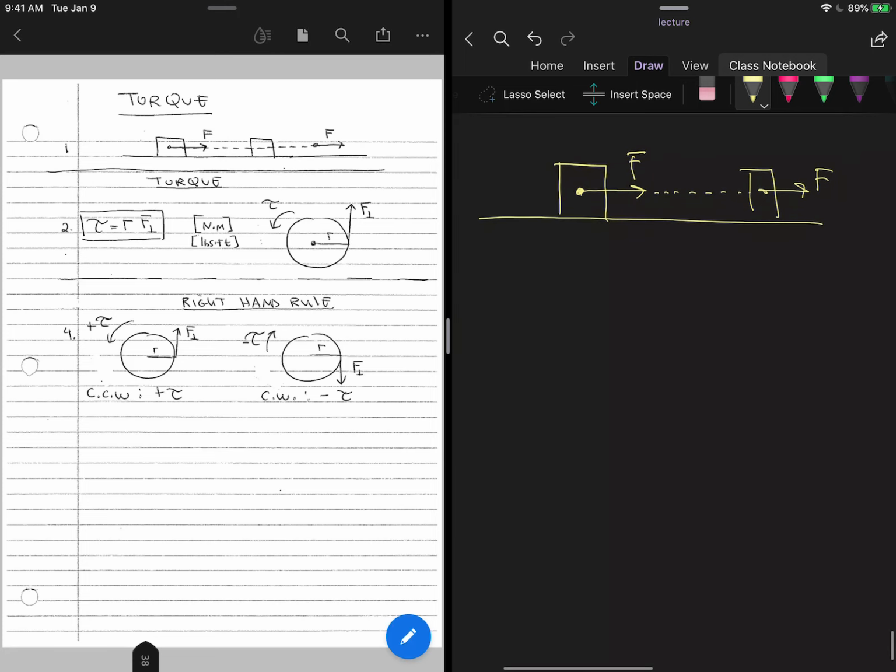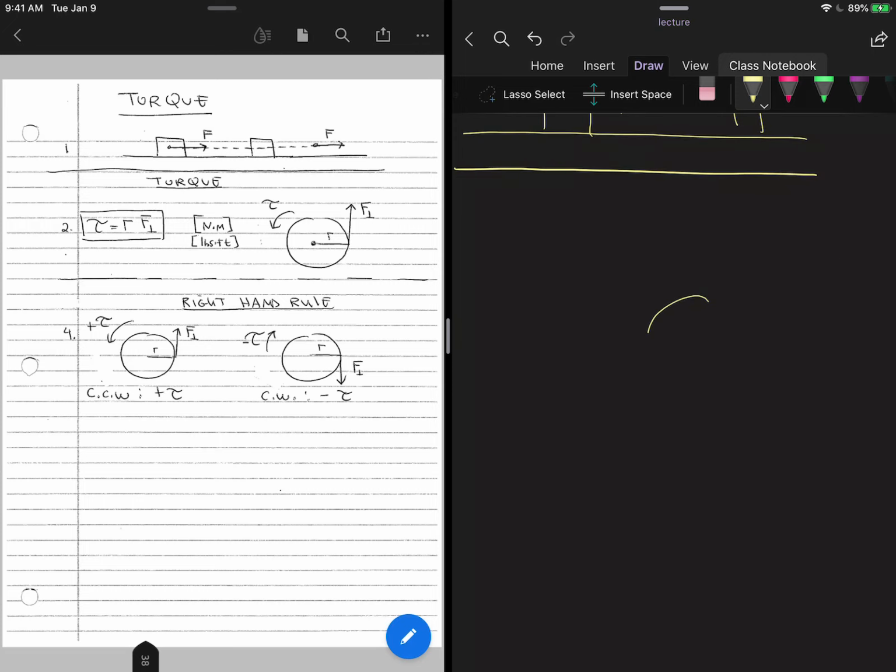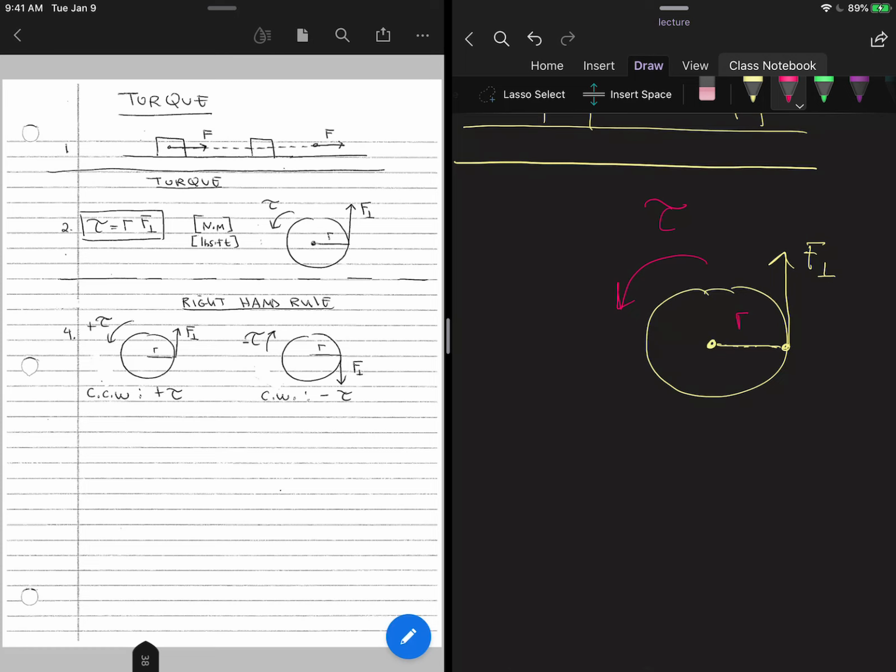But let's see the rotational analog of a force. Imagine that you have a disk and it can rotate about the center point. Let's say you apply a force right at the edge of the disk, perpendicular, and the disk has a radius r. That's going to cause the disk to spin around and rotate. The force to make it rotate we're going to call the torque, given by the variable tau.